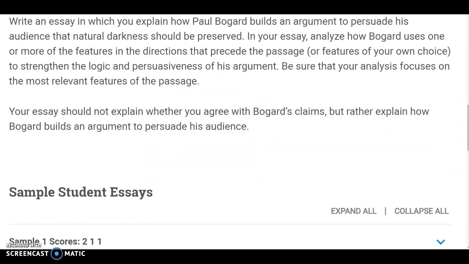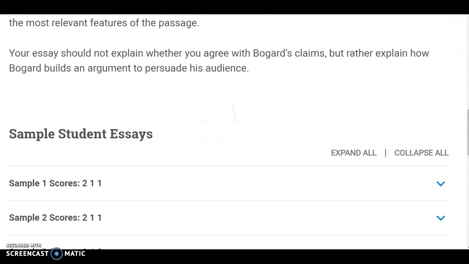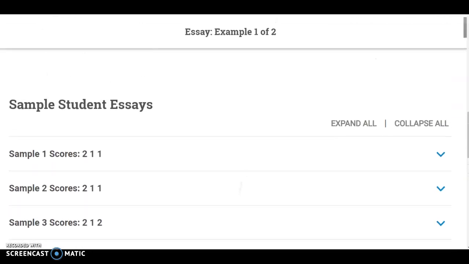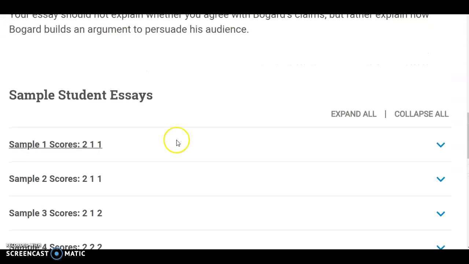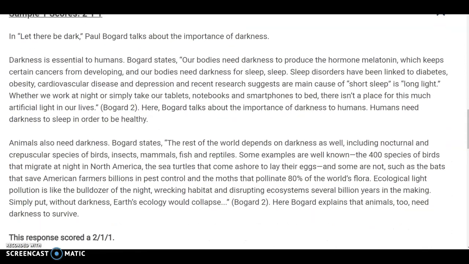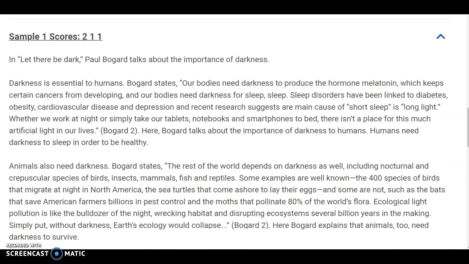Let's go down a little bit. "Your essay should not explain whether you agree with Bogard's claims, but rather explain how Bogard builds an argument to persuade his audience." Here's an example of, let's do like a 1. Let's see what like a 2-1-1 would be. This is like basically an E. Okay, this dude had 2 paragraphs.